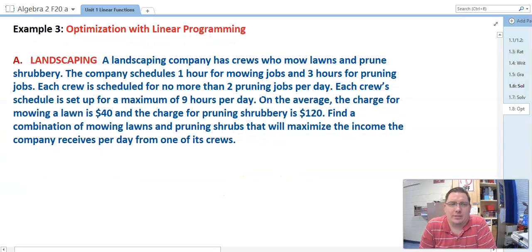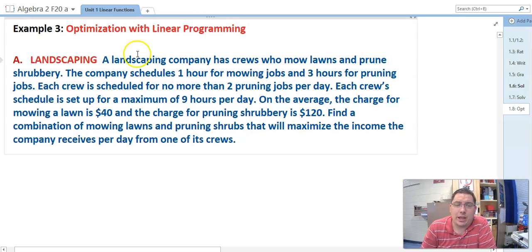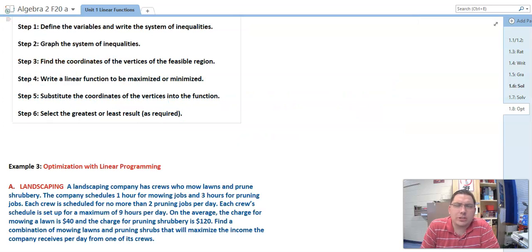So the example is this. A landscaping company has crews who mow lawns and prune shrubbery. The company schedules 1 hour for mowing jobs and 3 hours for pruning jobs. Each crew is scheduled for no more than 2 pruning jobs each day, and each crew's schedule is set up for a maximum of 9 hours per day. On the average, the charge for mowing a lawn is $40, and the charge for pruning shrubbery is $120. Find a combination of mowing lawns and pruning shrubs that will maximize the income the company receives per day from one of its crews. So let's review the steps.